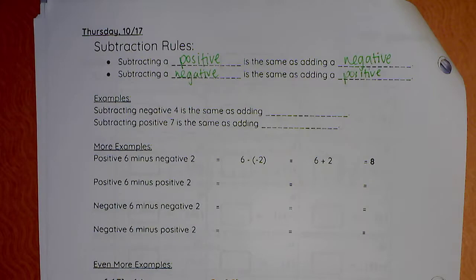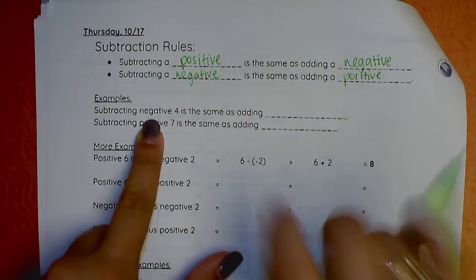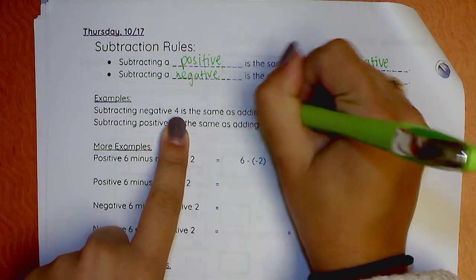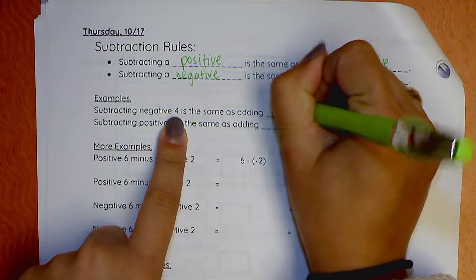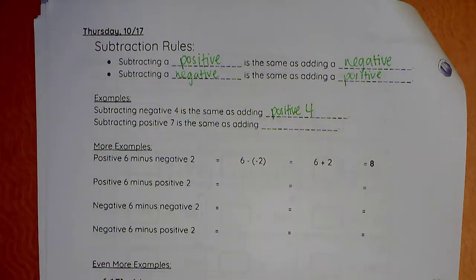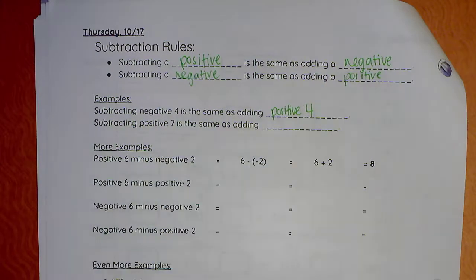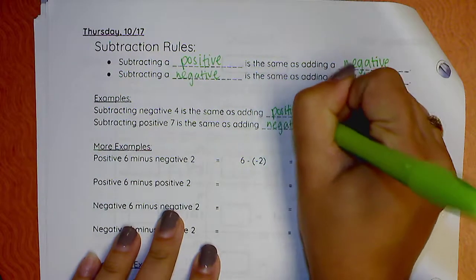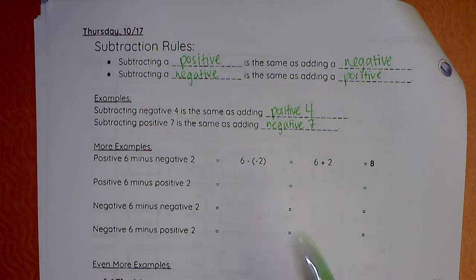Some examples of this: subtracting a negative should be the same thing as adding a positive, so subtracting a negative 4 is the same as adding a positive 4. Subtracting a positive 7 would be the same as adding a negative 7. So here's some examples of what that actually looks like.